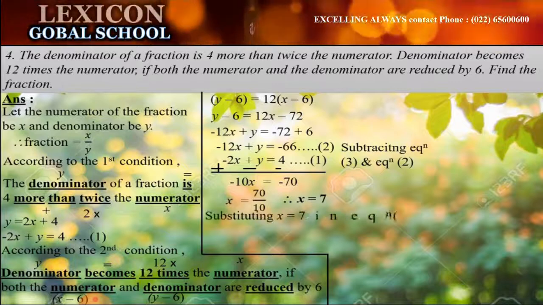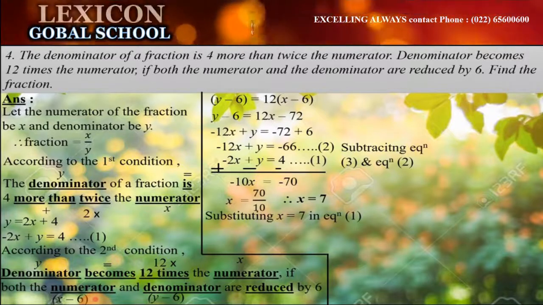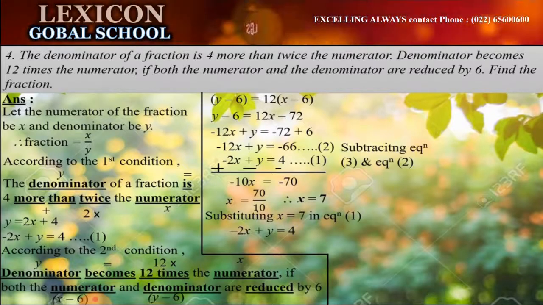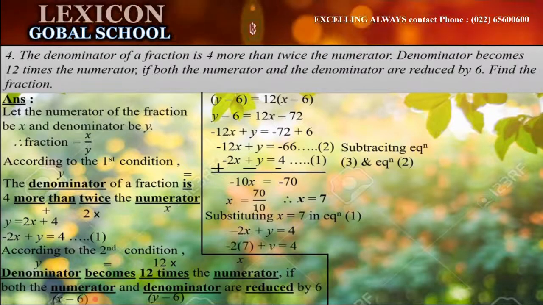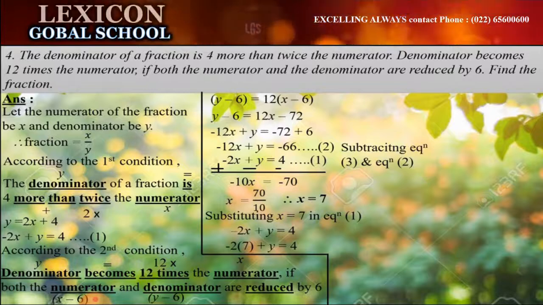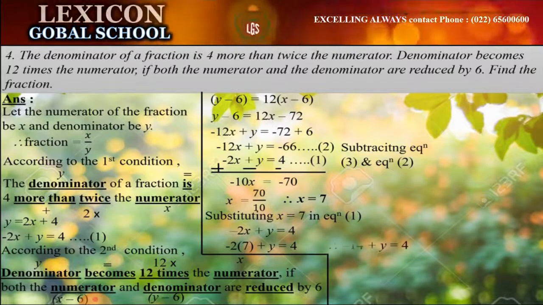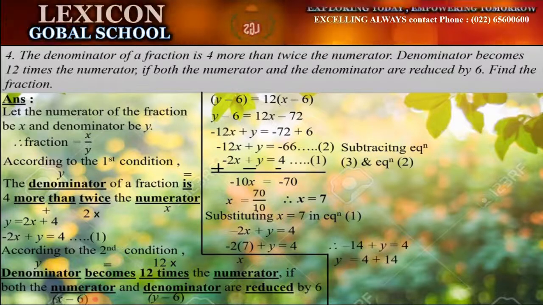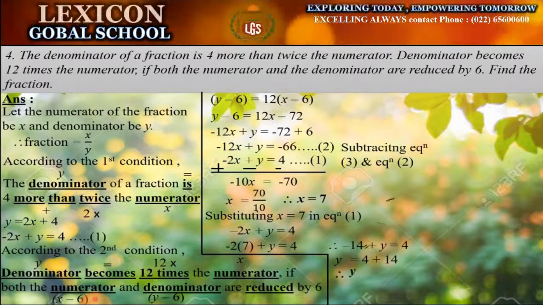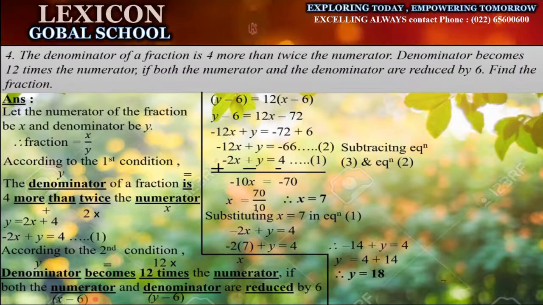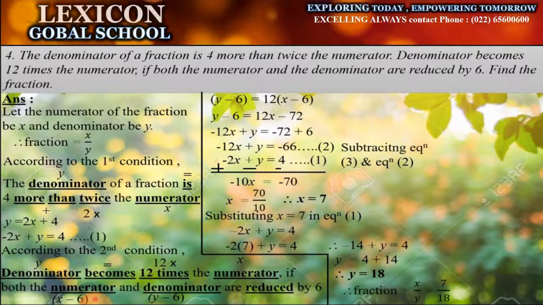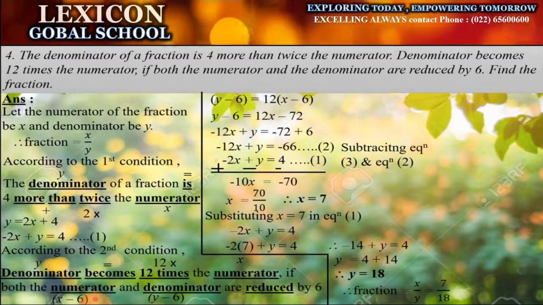Let us substitute the value of x is equal to 7 in equation 1. Minus 2x plus y is equal to 4. Instead of x, we are going to write 7. Minus 2 into 7 plus y is equal to 4. Minus 14 plus y is equal to 4. Y is equal to 4 plus 14. Y is equal to 18. Therefore, the fraction, x upon y, is 7 upon 18.